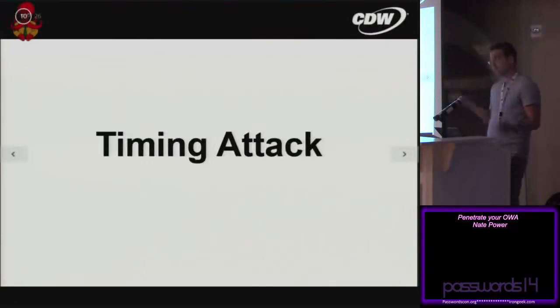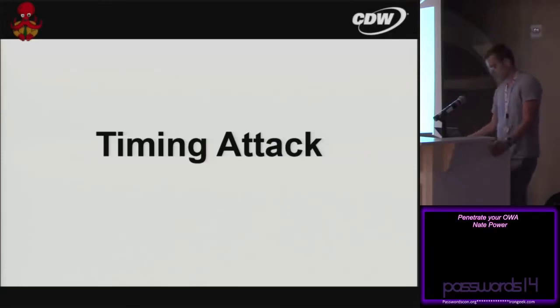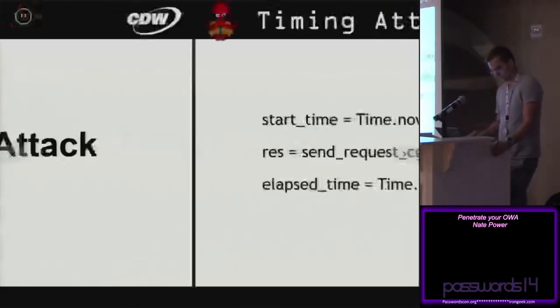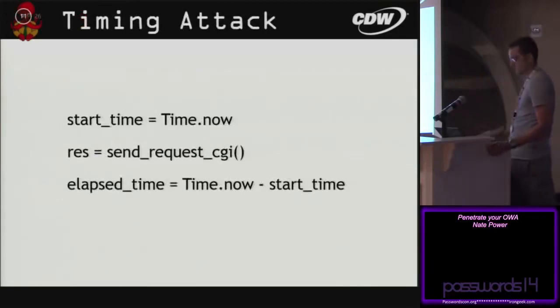All right. So I found a method to be able to validate users through a timing attack. Essentially, what I'm doing here, I'm timing authentication requests to the client access server. And I've been able to determine if that account actually exists in Active Directory or not. This is all the code I'm using to be able to accomplish this attack.